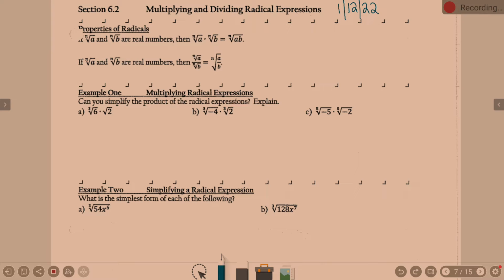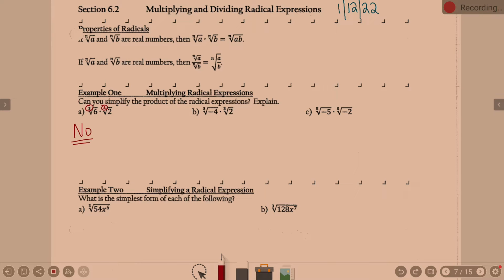Can you simplify the product of the radical expressions? Explain. So, can I simplify the cube root of 6 times the square root of 2? No. No? I'm hearing no's. Why not? Because they're different. Okay. The n values aren't the same. They're different type radicals. Right here, I have a cube root. Is this one a cube root? No. What's the invisible number when there isn't one? 2. That's an invisible 2 for a square root. And so the answer is no.